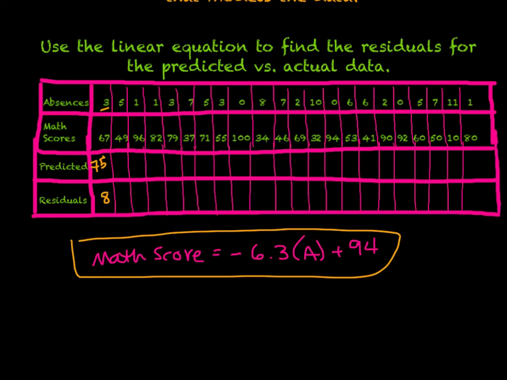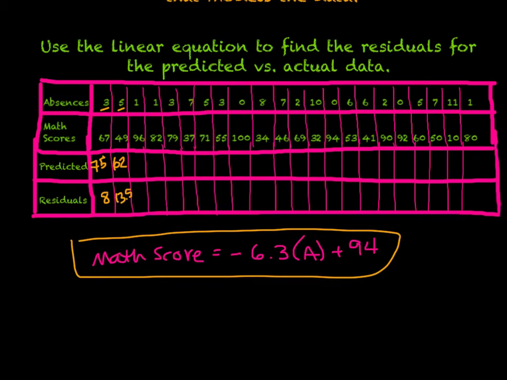We have 5 this time. So we're going to do the same thing: 5 times negative 6.3 plus 94. And we have a 62.5. So subtract 49 from that. That's 13.5 percentage points different. So these various points don't really fit very well, but maybe another point will.